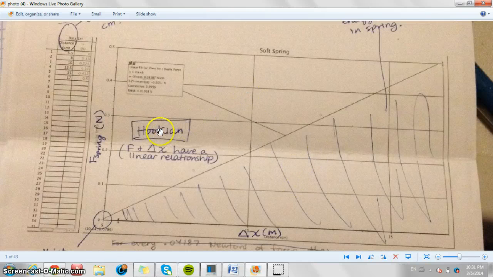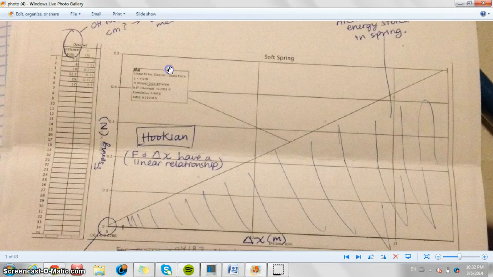And we said in class that Hookean means that the force exerted on the spring and the change in x, in other words, the displacement of the spring, have a linear relationship. And, well, you can see it's a line.